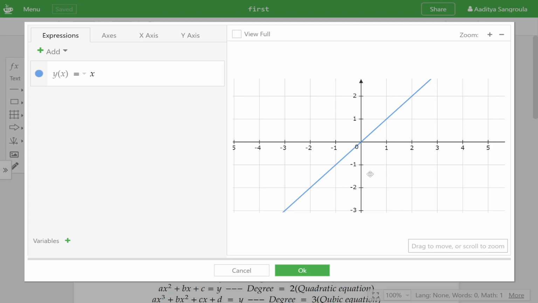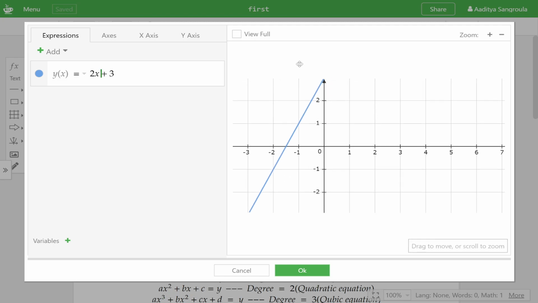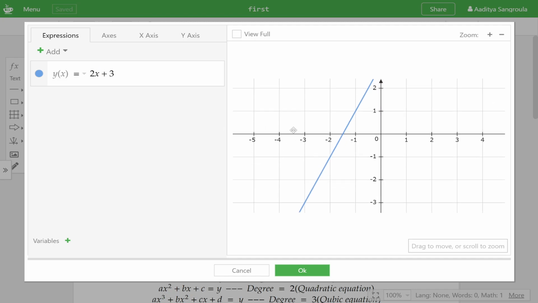And the next thing is, what is m? So if we take 2x plus 3, then what it means is, whatever the straight line is, the rate of change of the straight line is 2, because when we compare it to y equals mx plus c, m corresponds to 2, which means m is 2, which means the slope of the line is 2.